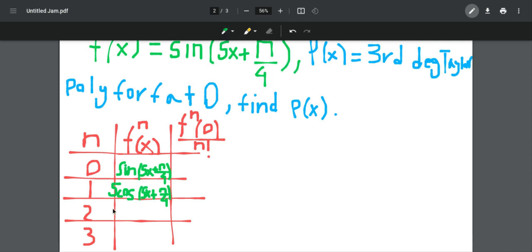So for the second derivative of our function, we get negative 25, we multiply by the derivative of the inside, and then sine of 5x plus pi over 4, where the inside just remains the same.